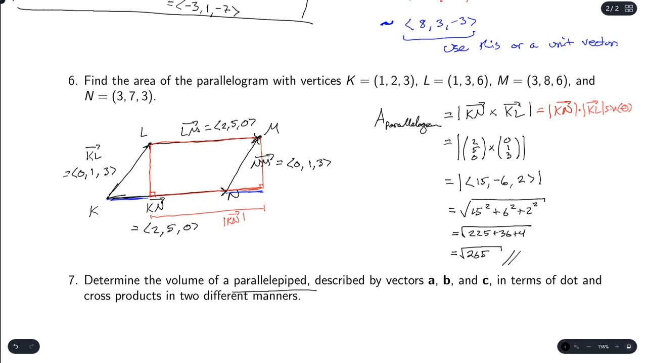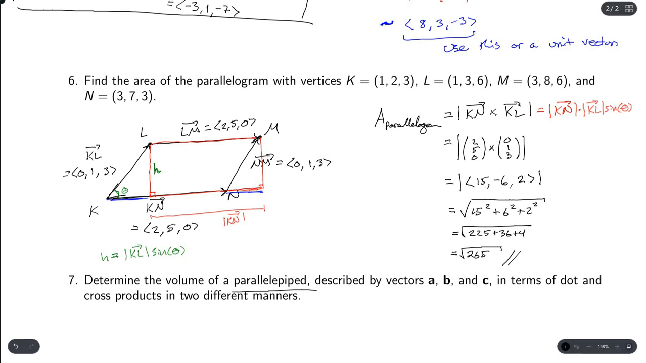And the trickier part here is this height, that distance there. If I look at this angle, this is the angle between KN and KL. And h with right triangle trig is simply going to be the magnitude of the hypotenuse, which is the length of KL, times the sine of theta. And that really puts it all together.